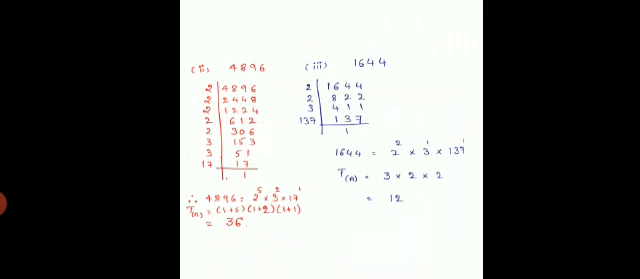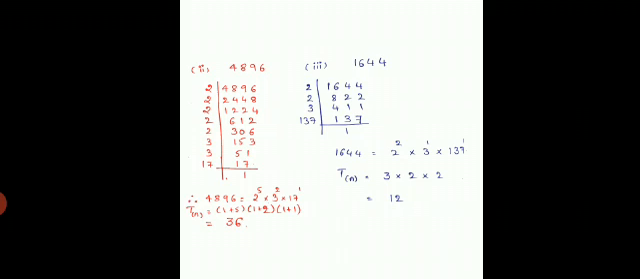Similarly, we will see the next sum, that is a little higher number. So the second one is 4896. The even number is always divisible by the even prime number only. So divide it by 2, you get 2448. Again, this number is divisible by 2 only, you get 1224. Again, this number is divisible by 2, you get 612.